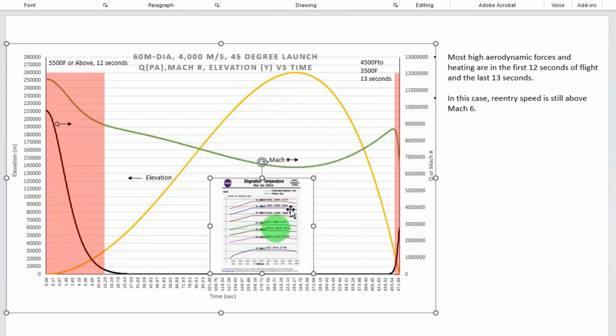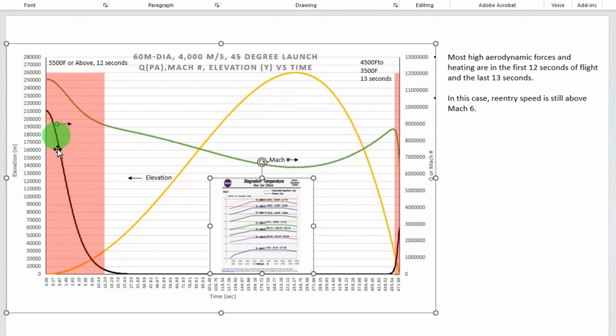When I continue, we're going to go over this thing called the stagnation temperature, which is used to estimate what we might see for this hypothetical boulder. Now, in this case, 4,000 meters per second, 45-degree launch angle. I've plotted three different variables here. Here's the elevation, Y only, in yellow. You read that off of this side in meters.